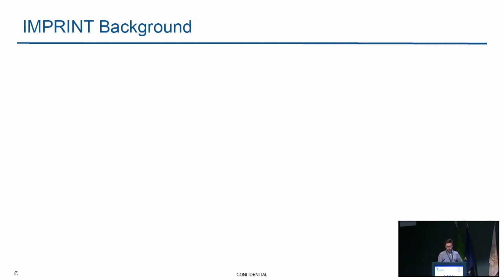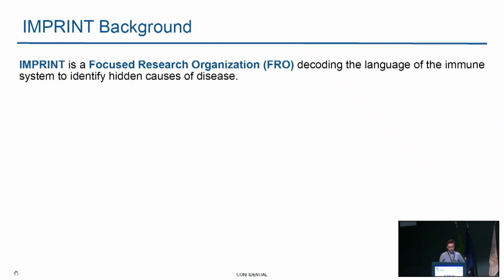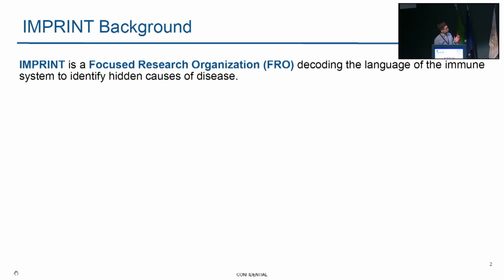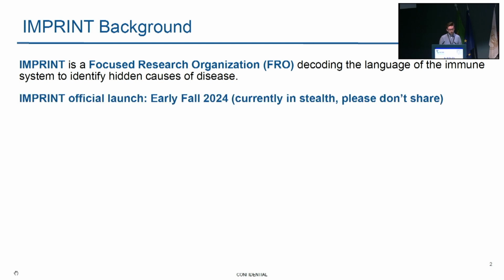So what is Imprint? Imprint is a focused research organization, also called FRO for short, and we are focused on decoding the language of the immune system to identify hidden causes of disease. We will be launching officially in early fall 2024. You are the first to know about us, but we are currently still in stealth, so we would ask you to please not share any of these slides on social media.